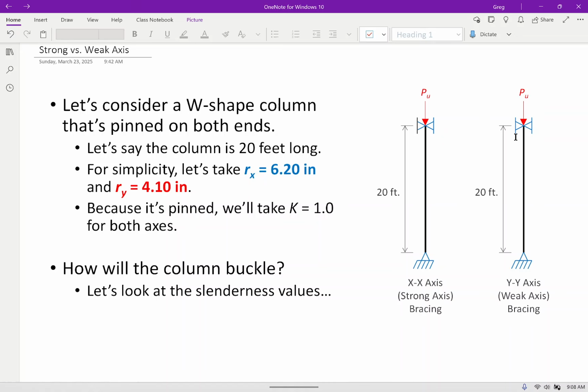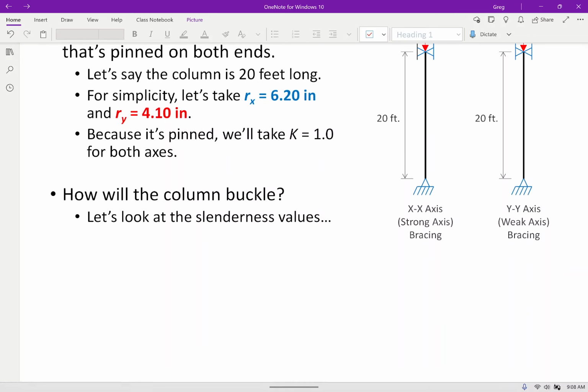Now, before we do anything in regards to math, I imagine that a lot of you are thinking, well, it's going to buckle about the weak axis because it's the weak axis. And that's a fair observation, and for this column it is in fact true, okay? Now, how can we determine that mathematically? Okay, well, let me show you what I'm talking about.